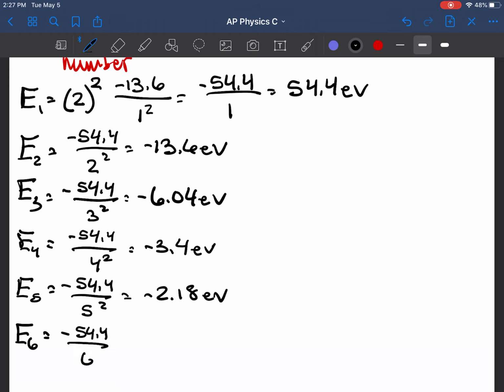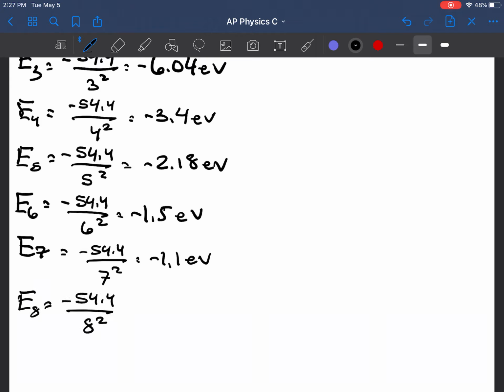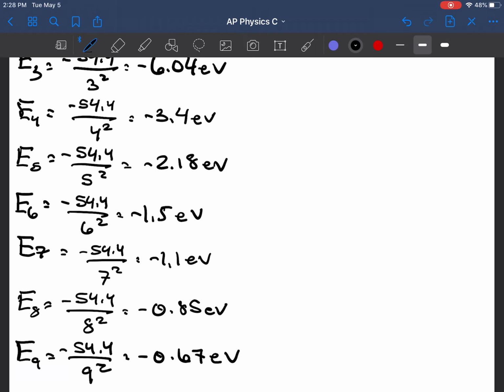E6, so now it's over 36. E7, so now it's over 49. Two more here. E8, now it's over 64, 0.85 eV. And last but not least, E9, 54.4 over 9 squared, so now I put it over 81. Okay.